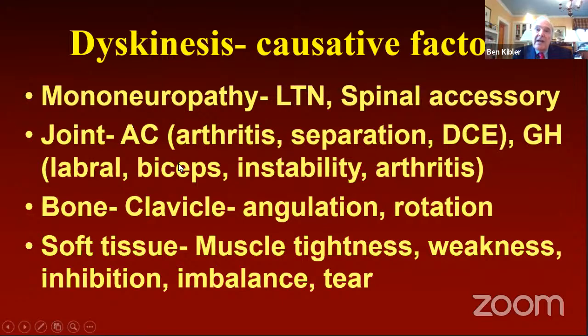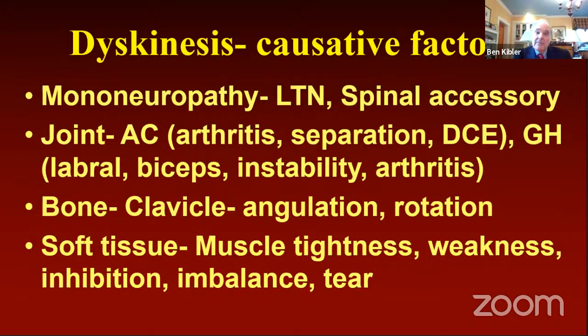So now what causes that thing that we can see? Well, as mentioned, you can have problems with the nerves. That's a relatively uncommon problem though in scapulodyskinesis. You can have problems with the joint. You can have AC joint problems, arthritis, AC separations, or iatrogenic, where there's been too much distal clavicle removed in a distal clavicle excision. You can also have glenohumeral joint problems, labral injuries, biceps problems, instabilities, arthritis.